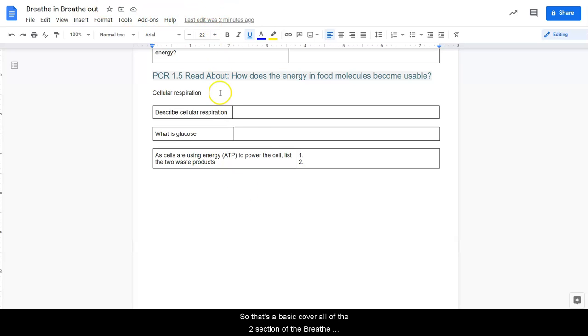So that's a basic coverall of the second section of the Breathe In, Breathe Out section.